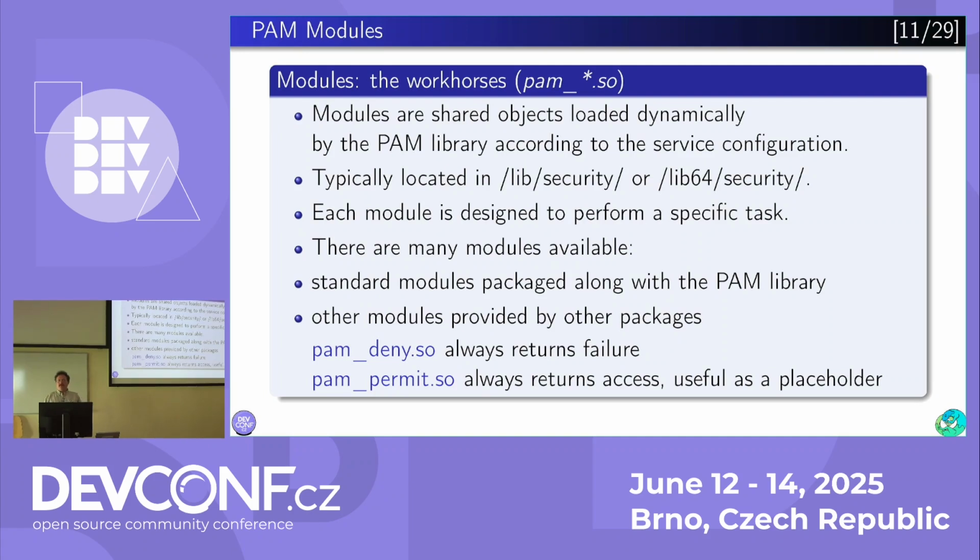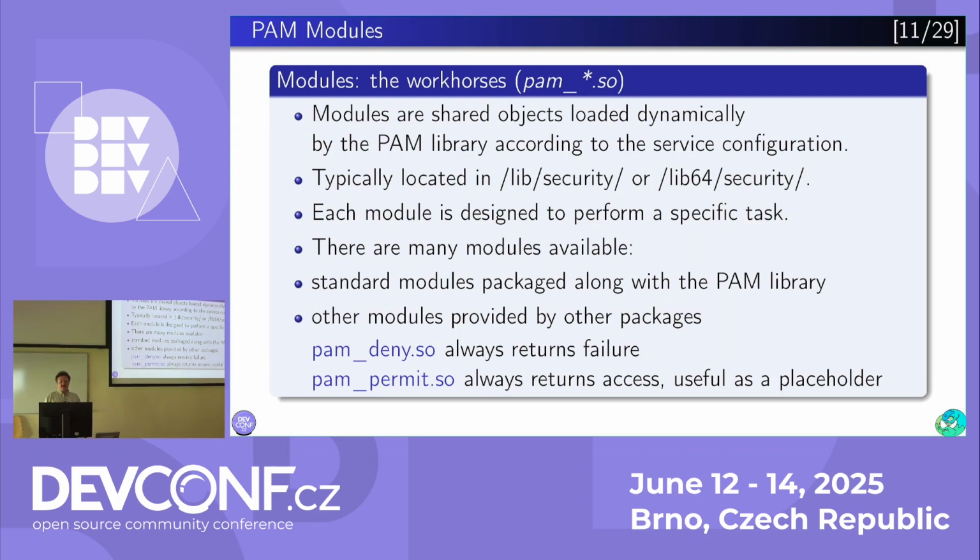So the configuration files are the way to define how these modules are being loaded and how they are being used. These modules are the main workhorses. Well, they are actually the pluggable authentication modules, so the whole thing is called after them. These are shared objects. They are loaded dynamically according to the service configuration. They are traditionally located in /lib/security or, well, on 64-bit systems in /lib64/security. Oh, well, it's distribution specific.